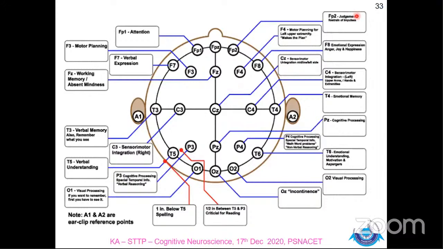For judgment, we can take the FP2 EEG recording. For emotional memory and cognitive processing, each has its own process, and depending upon your application, you select the corresponding electrode placement. For verbal memory, take T3; for verbal understanding, T5. Finally, A1 and A2 are the earlobes, used as the reference or neutral point.